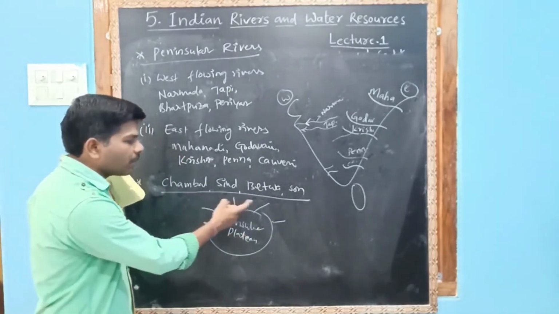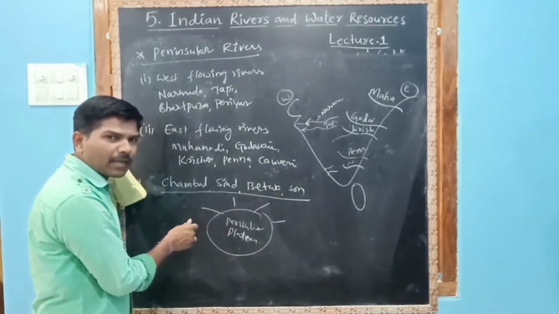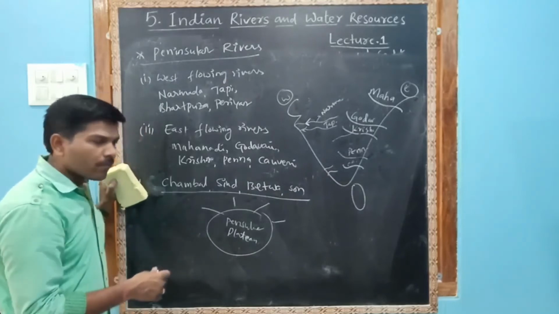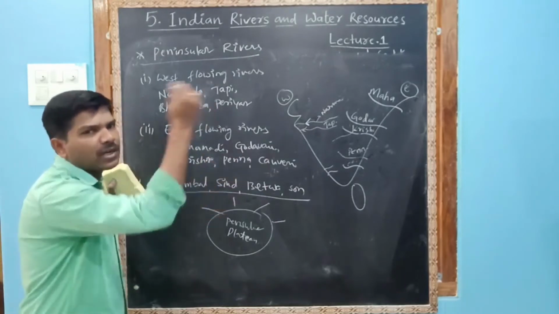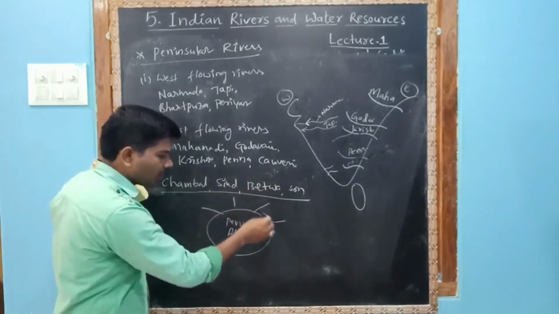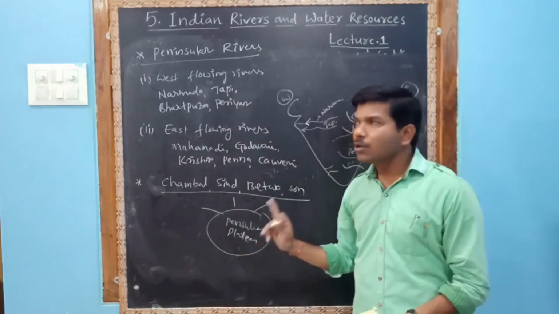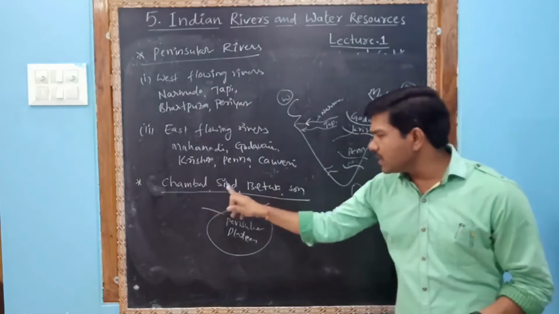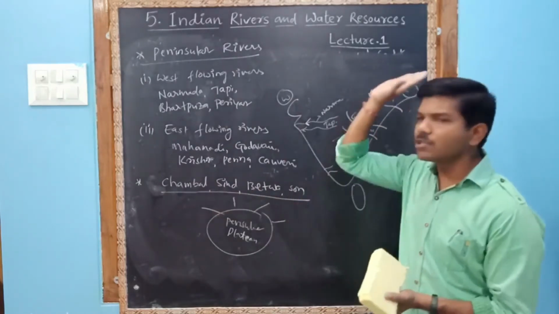So Chambal, Sindh, Betwa, Son, these rivers are originating in the same place because of the radial pattern. Some patterns are there. They flow from the same place but in different directions. So these are Chambal, Sindh, Betwa, Son. These all flow from the northern part of the peninsula and they join the Ganga river. Chambal, Sindh, Betwa, Son are the tributaries of Ganga. They join the Ganga.